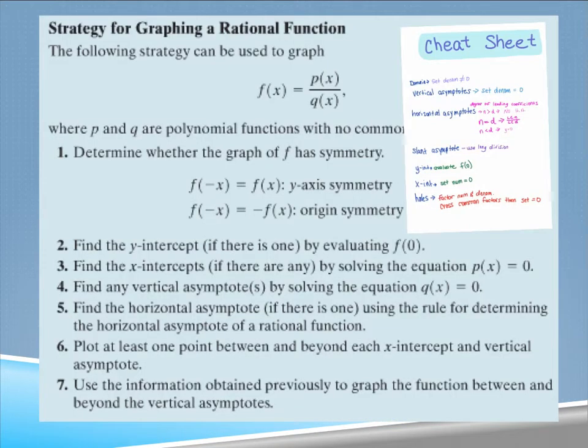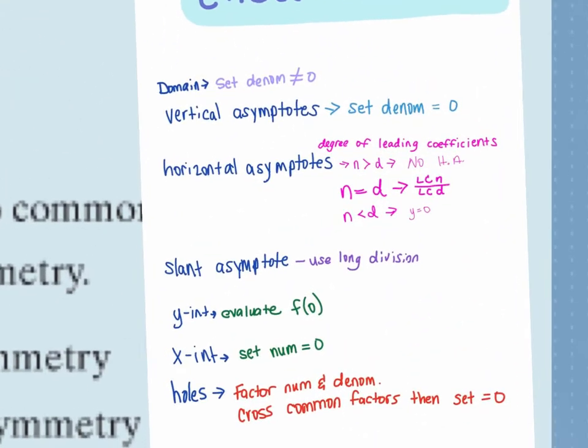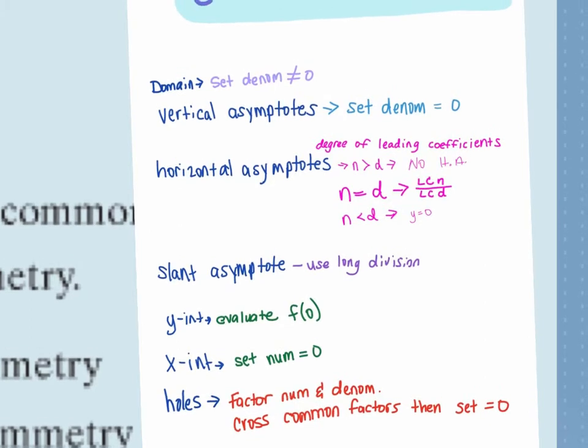So, like I said yesterday, the day before, whenever, this slide is exactly what the cheat sheet says. This slide says it from the math book. Your cheat sheet says it from my mouth. If you're trying to find the domain, you set the denominator not equal to 0. To find vertical asymptotes, you set the denominator equal to 0.